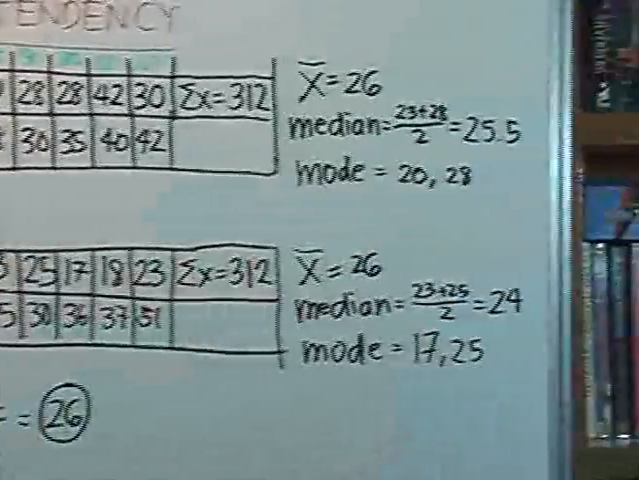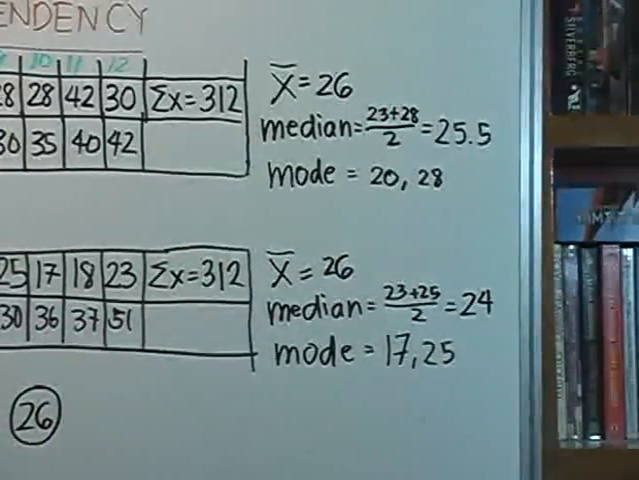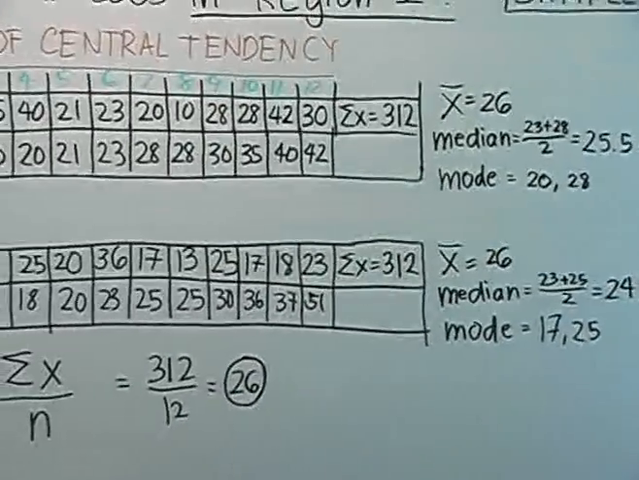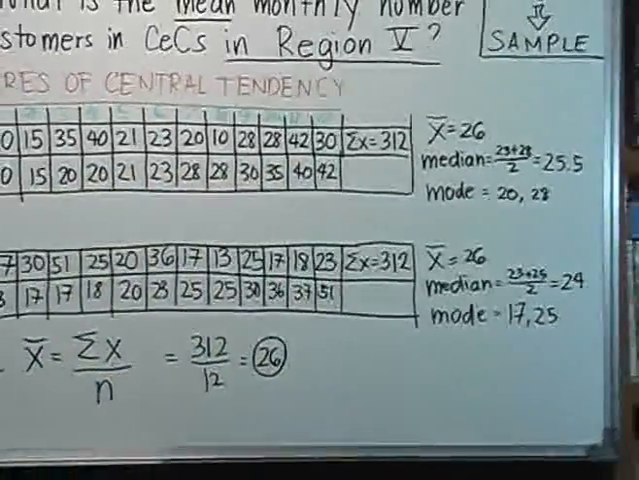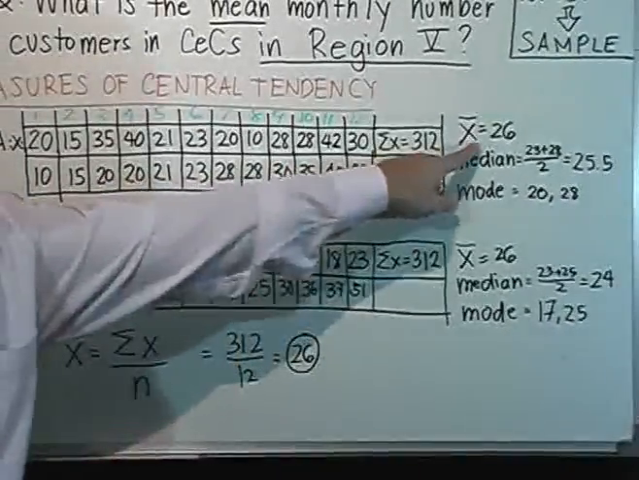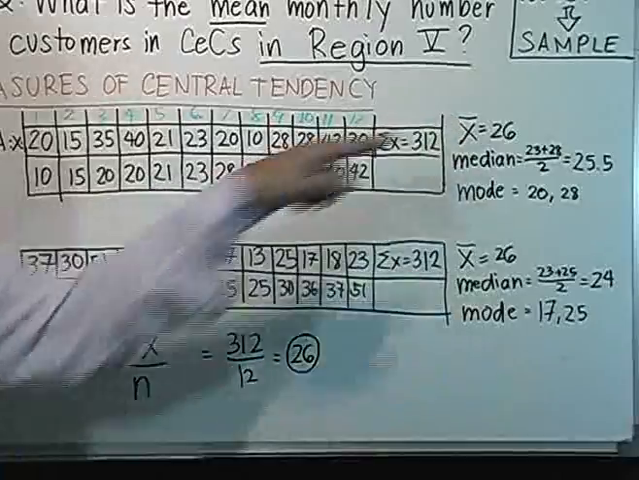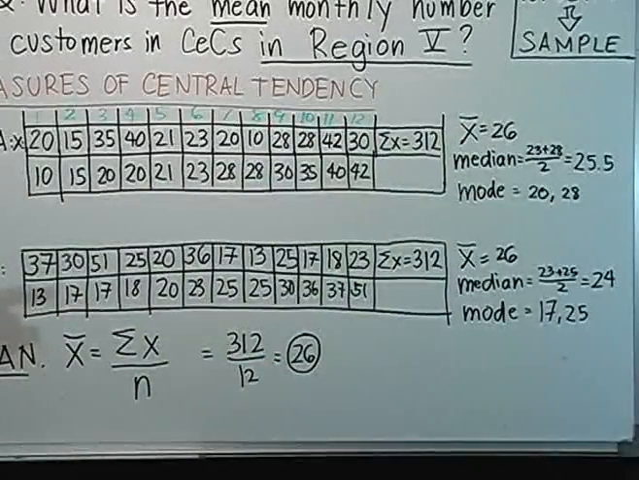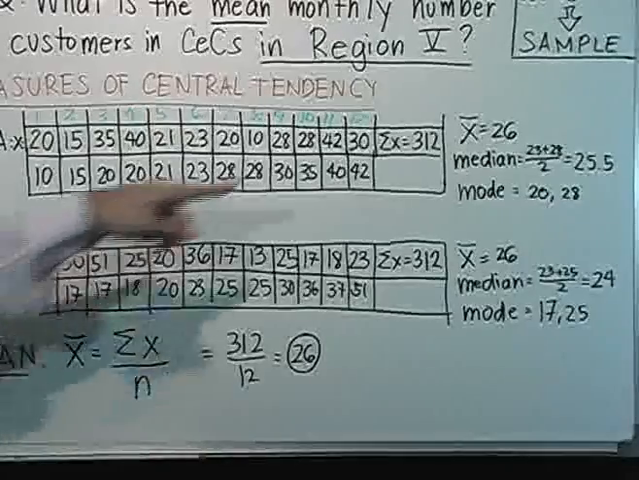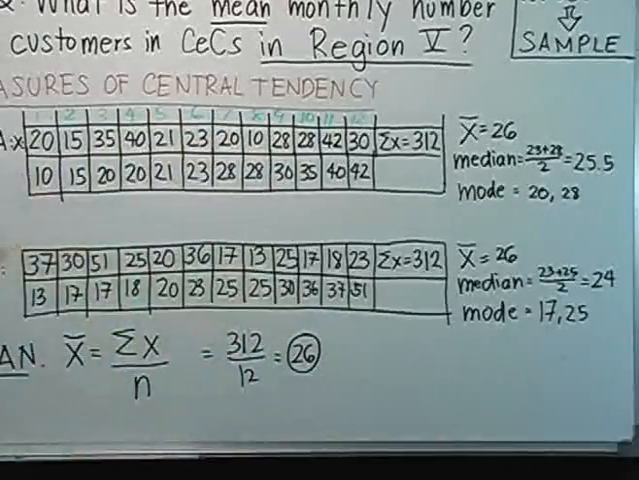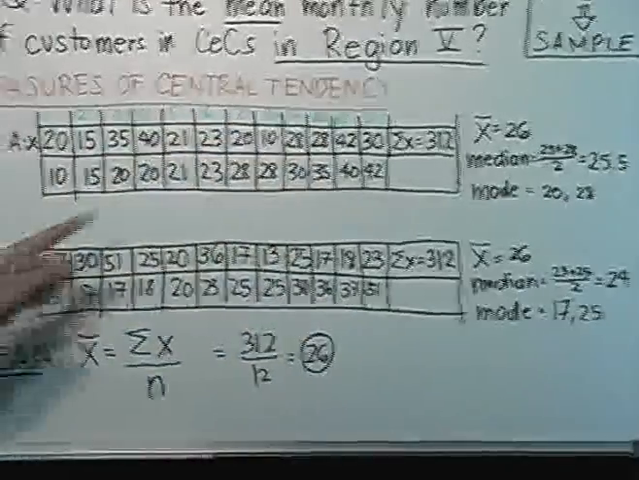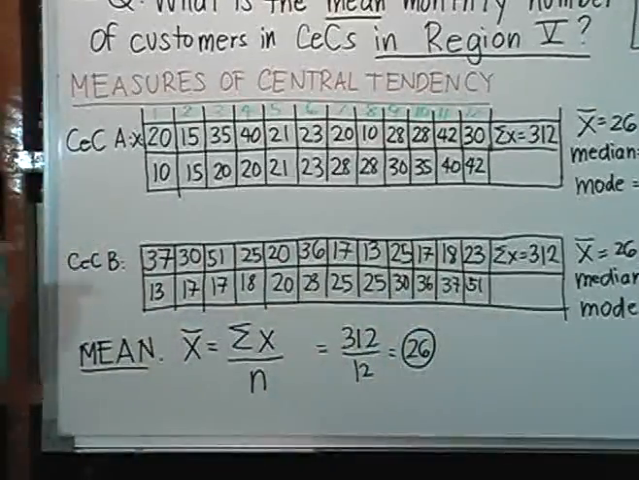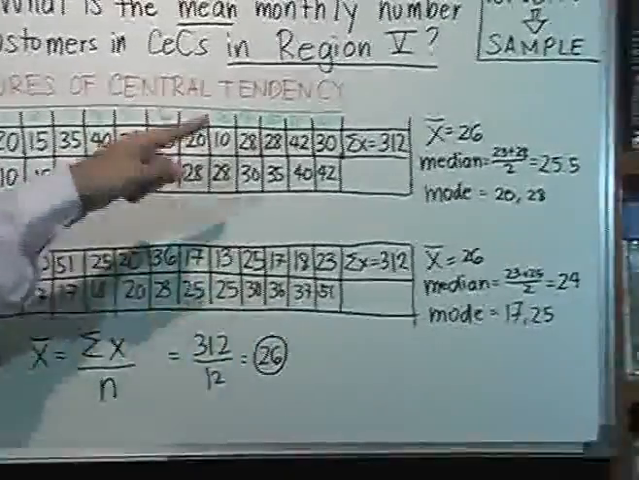So that's bimodal. Looking at these measures of central tendency, you see that for both CEC-A and CEC-B, the means are the same, 26. But if you look at other central tendency measures like the median, you will see that there's a difference. For CEC-A, it's 25.5. For CEC-B, the median is 24. And of course, the modes are also different.